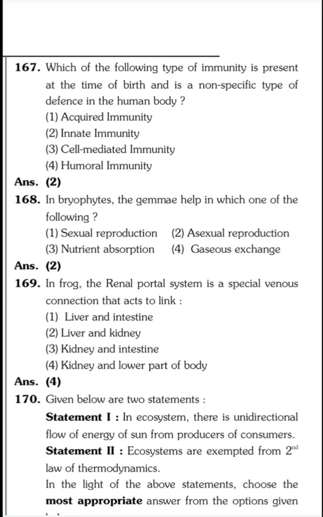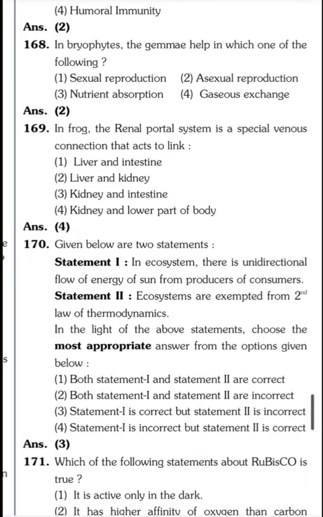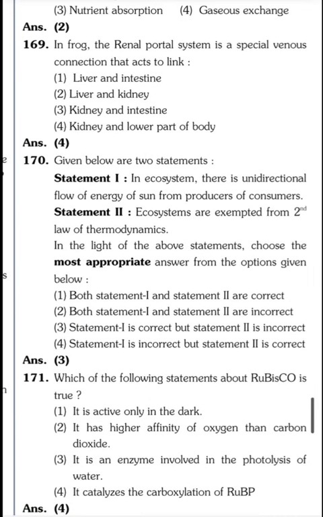In frog, renal means kidney, portal system. So it is kidney and lower part of body is connected by renal portal system. So 2 statements are given. In ecosystem, there is unidirectional flow of energy of sun from producers to consumers. Unidirectional flow, that is correct. Ecosystems are exempted from second law of thermodynamics. It is wrong. Statement 1 is correct, but statement 2 is incorrect.